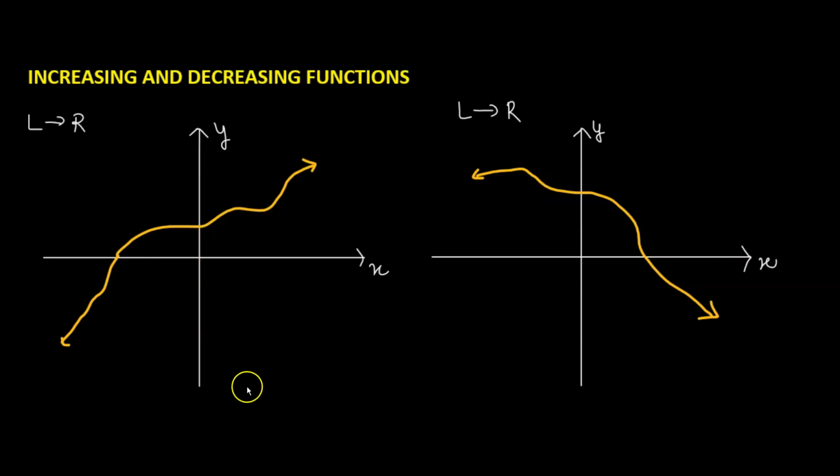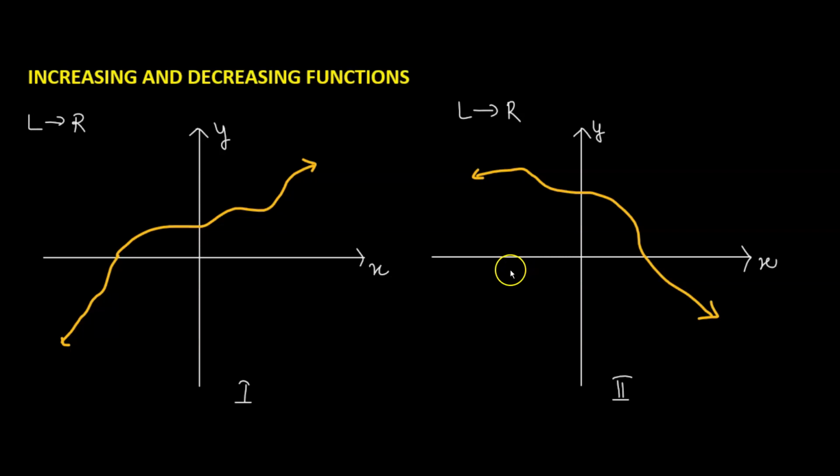Now, let's consider this is graph 1 and this is graph number 2. For graph number 1, as we move along the increasing direction of x, or from left to right, we see that the graph looks like it's increasing. So this is an increasing function. For graph number 2, as we move from left to right, we see that the graph is going downwards. It starts from some higher value, then as it moves forward, it goes down. So this is a decreasing function.